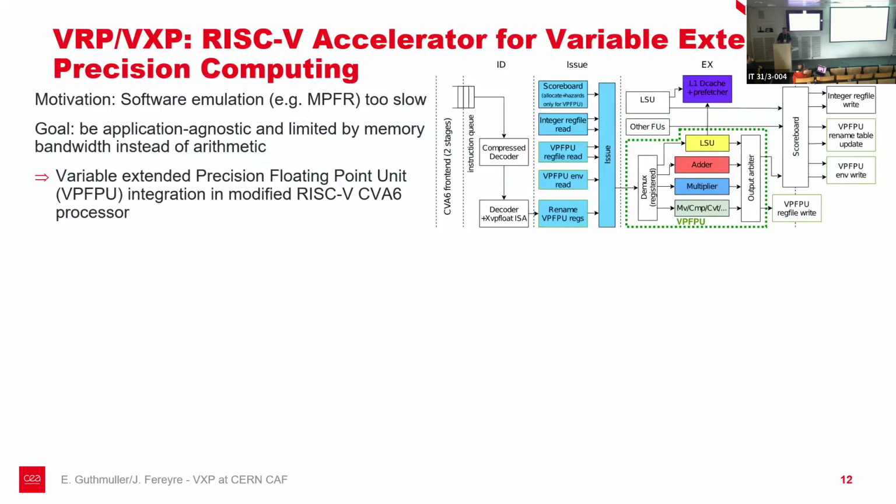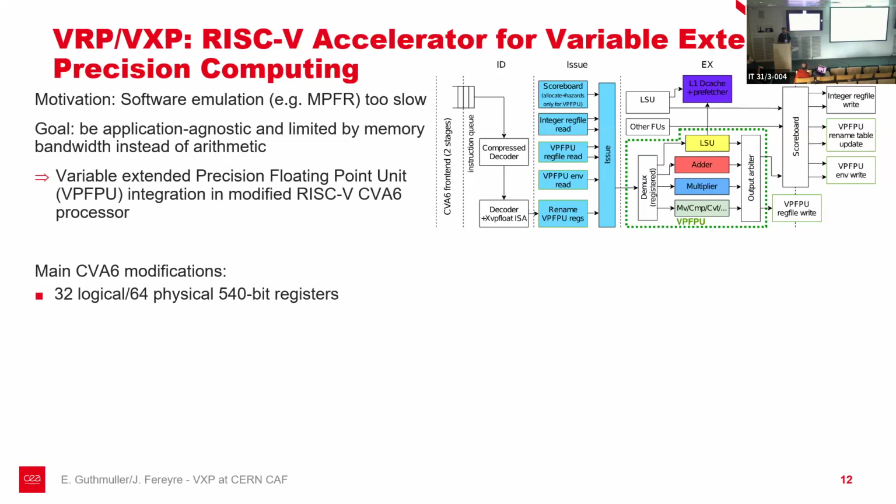And our accelerator looks like this. We started from a RISC-V core, the RISC-V CVA6 core from ETH Zurich. And we integrated an extended precision floating point unit in this core. So here you see the various units. We have a load store unit, some arithmetic units also. And our performance goal is to be limited by memory boundaries instead of arithmetic. So this is what we try to reach.